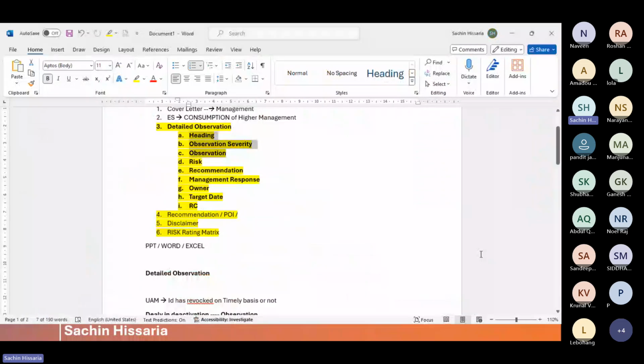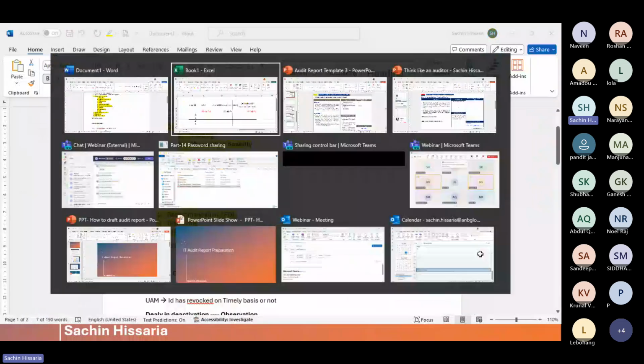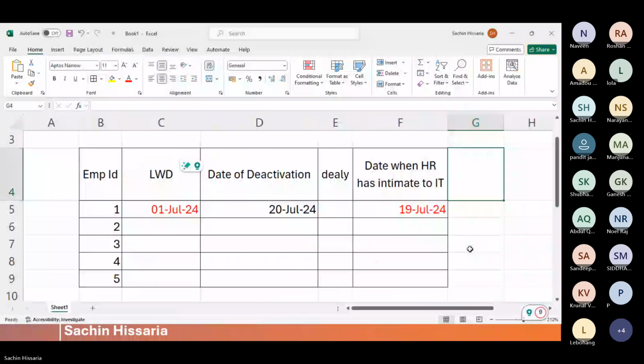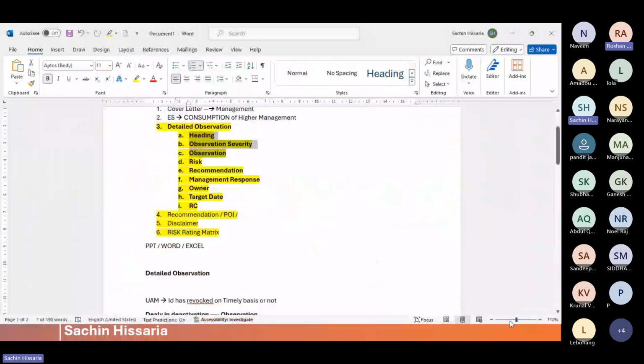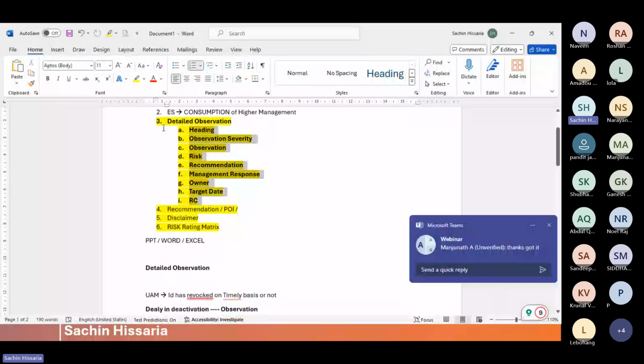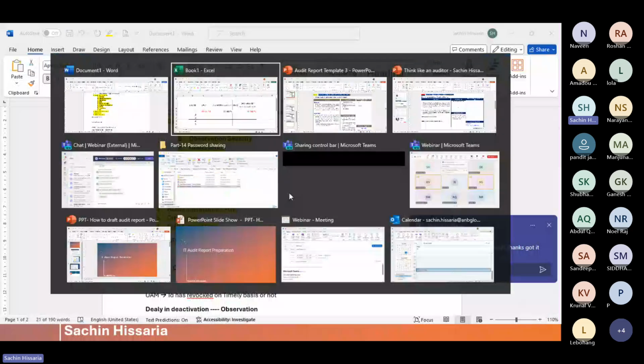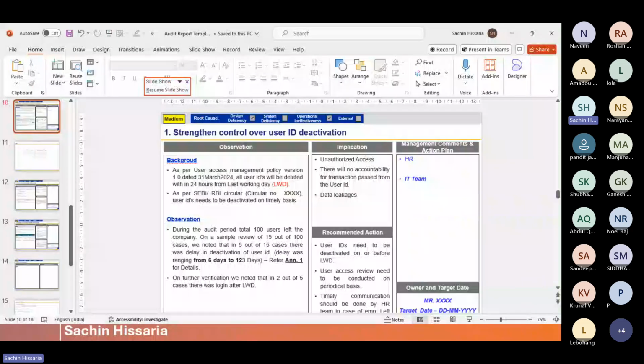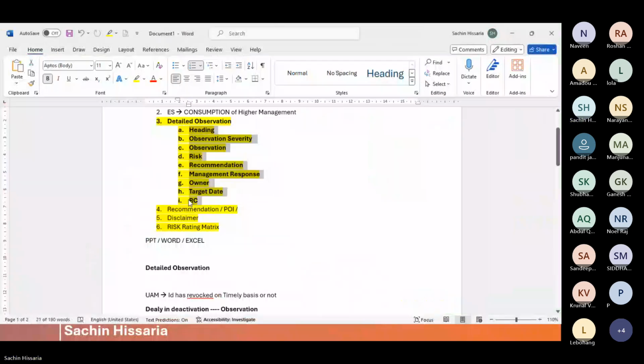Okay. Is this clear, guys? The detailed observation part is clear to everyone. Yes, clear. Perfect. Now, guys, we will discuss a very important thing: the observation rating. As I told you, each and every observation you have to assign some rating. Correct, guys? Whether this is high, medium, or low.